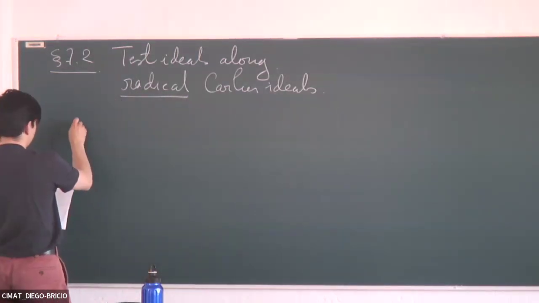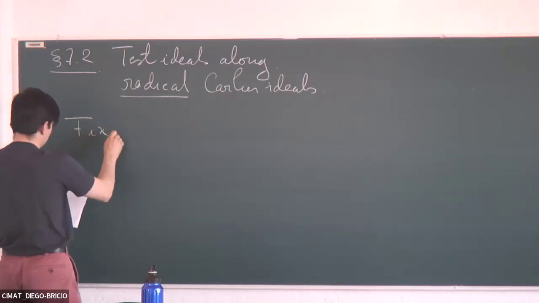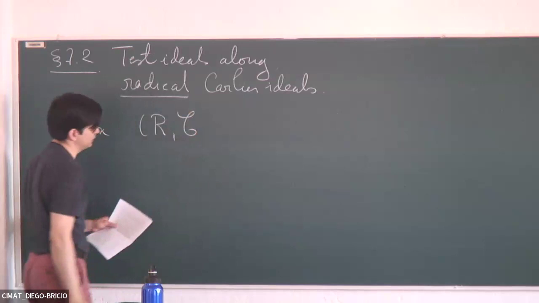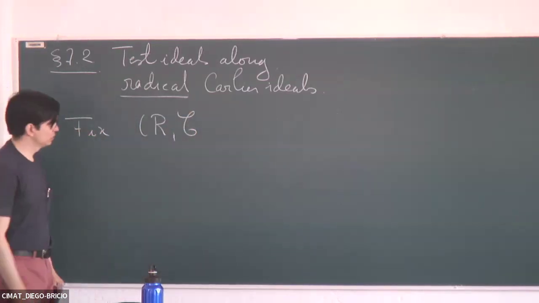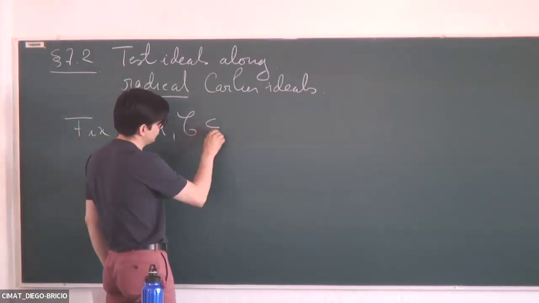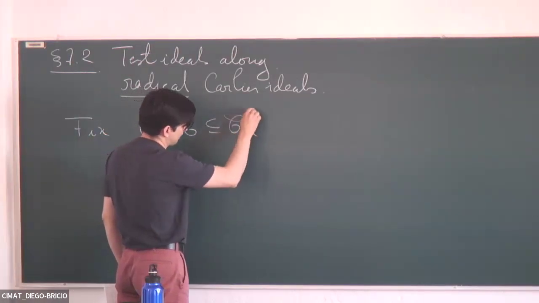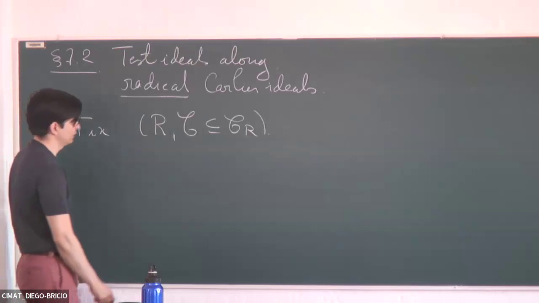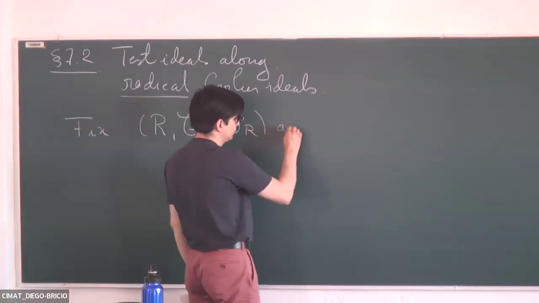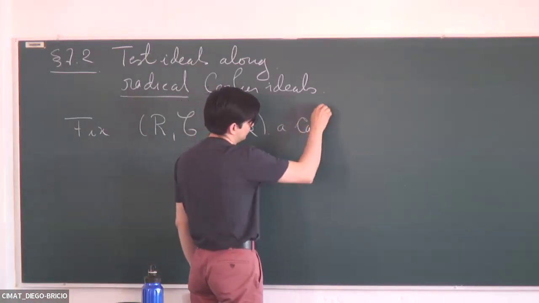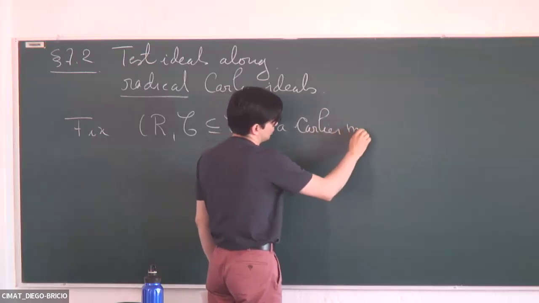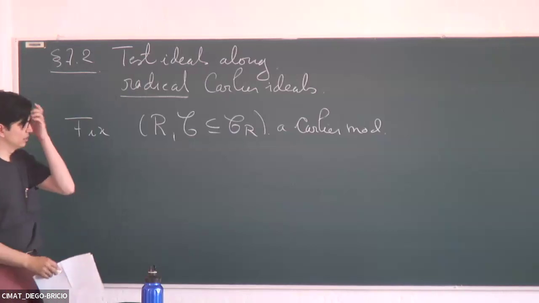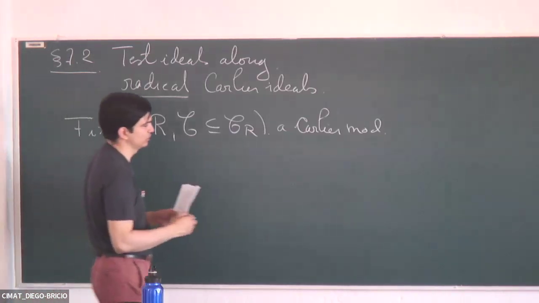And so for this, we're going to fix a Cartier module, R, C. And so we may assume that C lives inside CR. Okay, so we can be more concrete. So fix a Cartier module like that. When people work in this setup, maybe they just say, okay, let's take a Cartier pair. That's the other word we see.